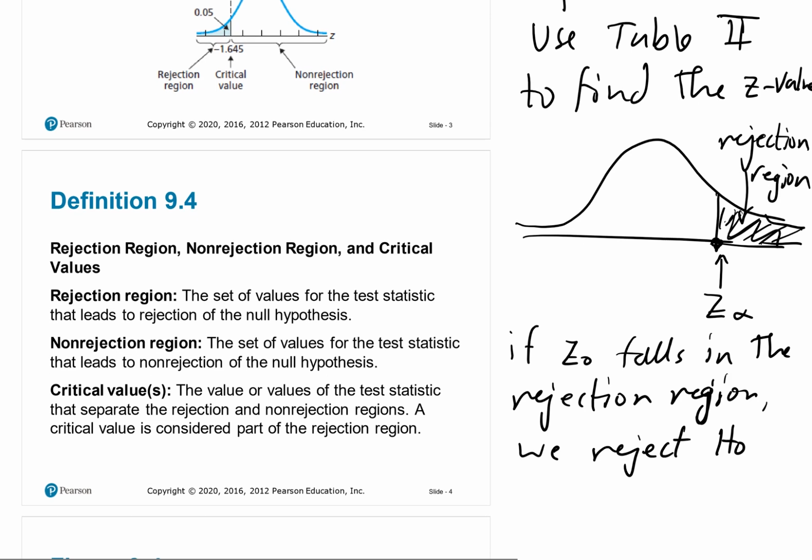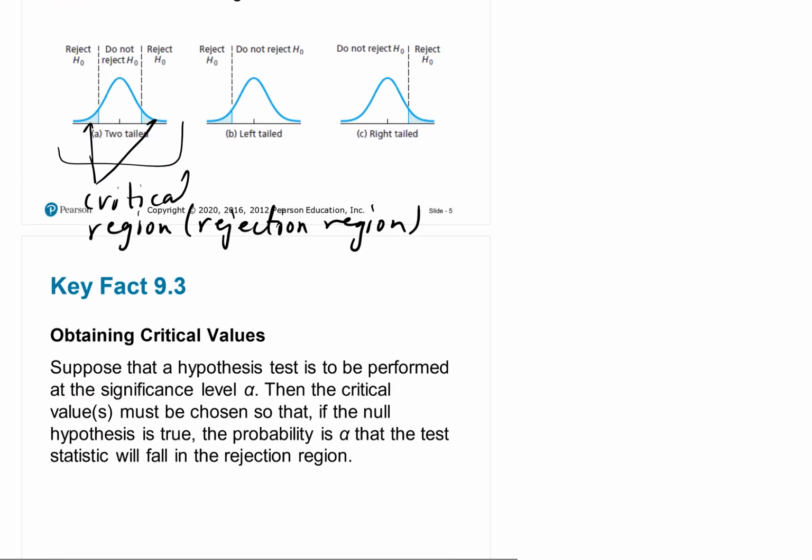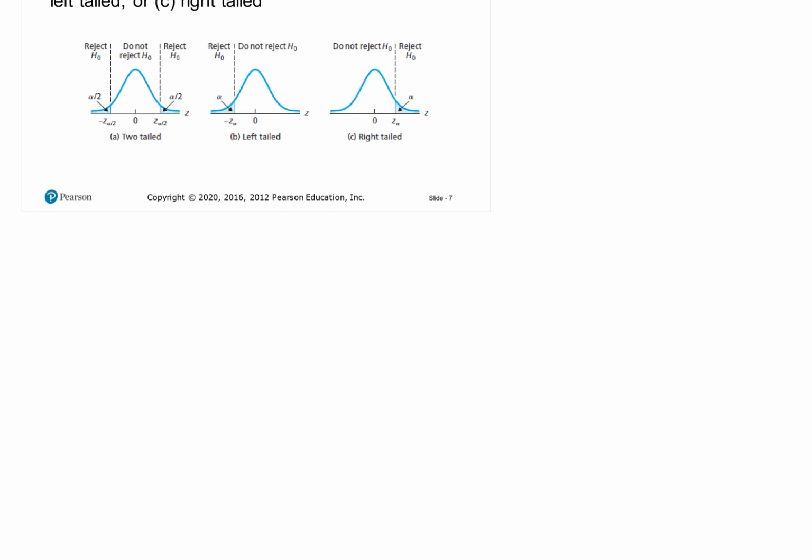That's called the classical approach, because we are finding the classical or the test statistic value Z sub 0. I'm going to show you an example. This is not difficult at all.